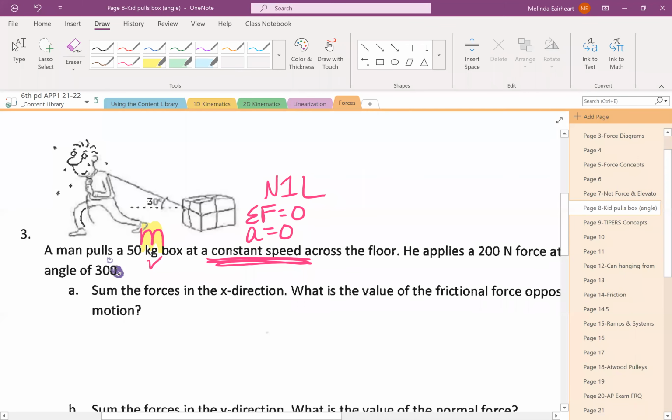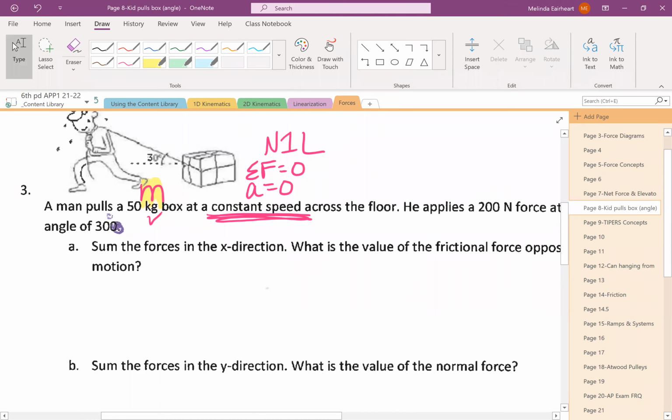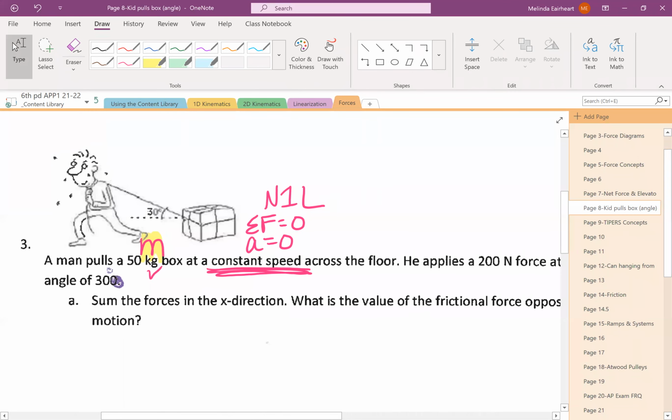So we pull it across the floor. He applies a 200 Newton force at an angle, and that's supposed to be 30 degrees, just like you see in the picture. Okay. Sum the forces in the X direction, and then that means write an Fnet statement, and then find the frictional force. Sum the forces in the Y direction, and then what's the value of normal force, okay? And so it all starts though with what they didn't tell me to do.